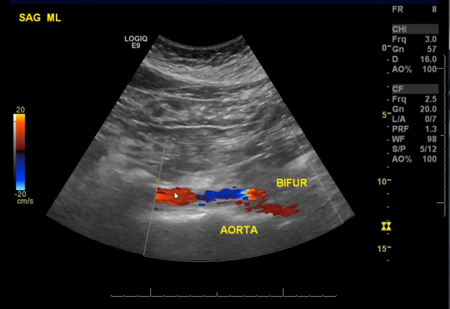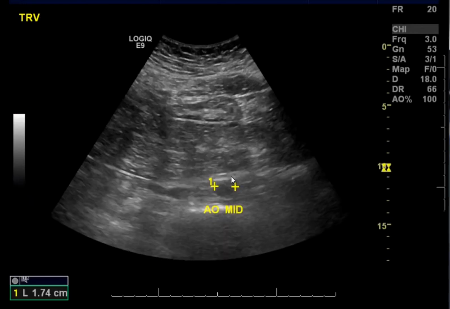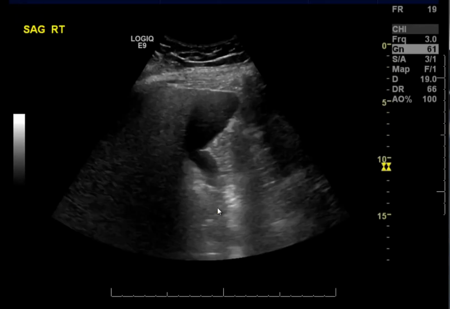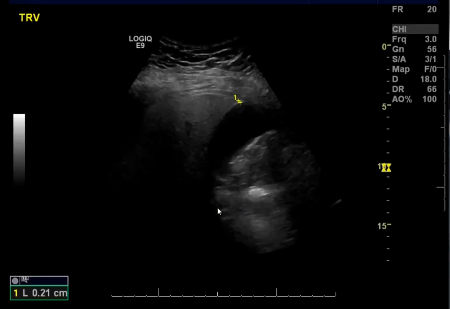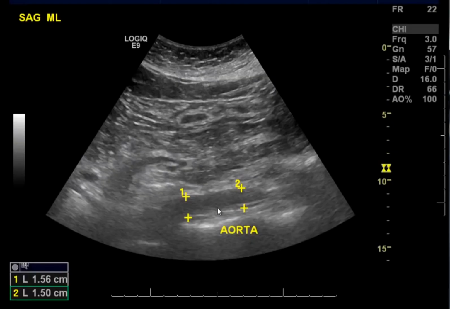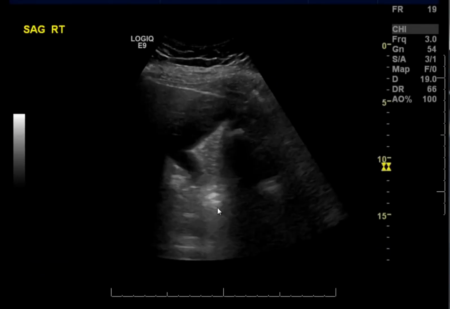So here they've put the color on, and you can see the aorta is deep. It's about 12 centimeters from the anterior abdominal wall. And here they're measuring the aorta on the transverse plane. And the reason this has become important is because we all want to recognize an abdominal aortic aneurysm before the patient has a catastrophic event and comes in with a ruptured aortic aneurysm.